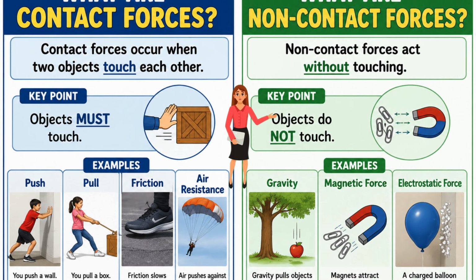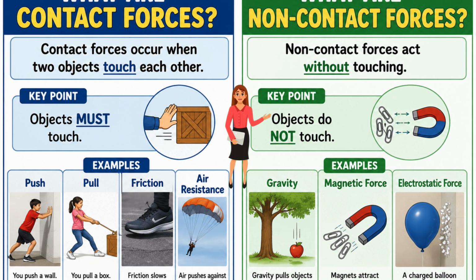Okay, non-contact forces act without touching. So the key point here is the objects do not touch. Okay, so here we've got a few examples of non-contact forces. Gravity is the first one. Gravity pulls an object downwards. And then we have magnetic forces. Magnetic forces attract the paperclip without touching it first.